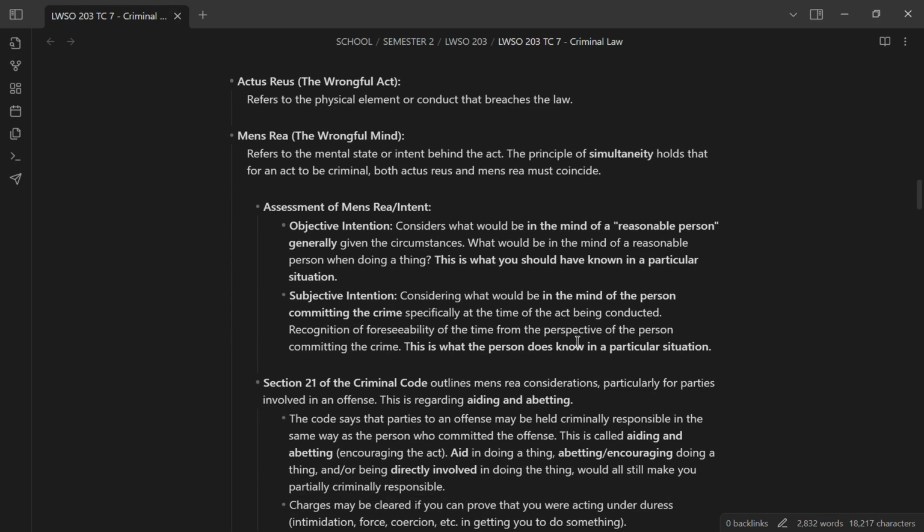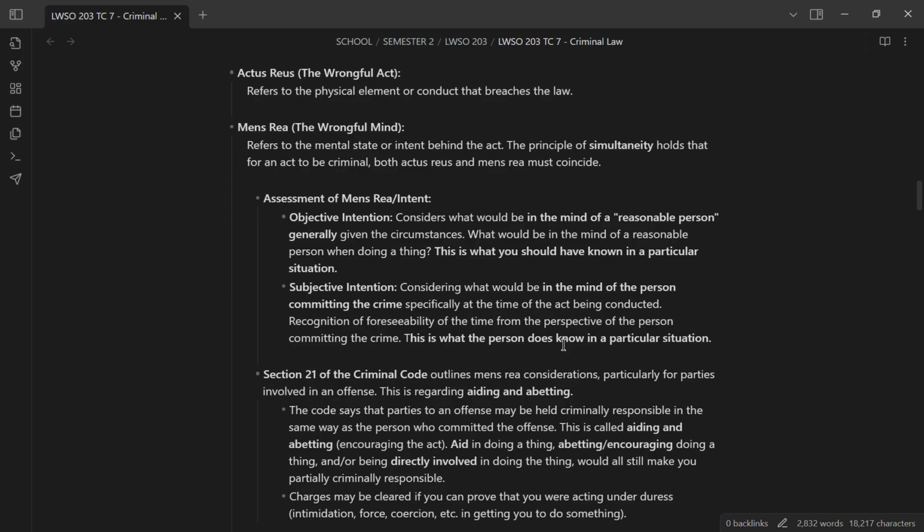Just a little bit more on these fundamental elements of crime. Under mens rea, once again, Section 21 of the Criminal Code outlines mens rea considerations regarding parties involved in an offense. The section is generally regarding aiding and abetting. So I'll read you what the code specifically says. The code says that parties to an offense may be held criminally responsible in the same way as the person who committed the offense. This is aiding and abetting.